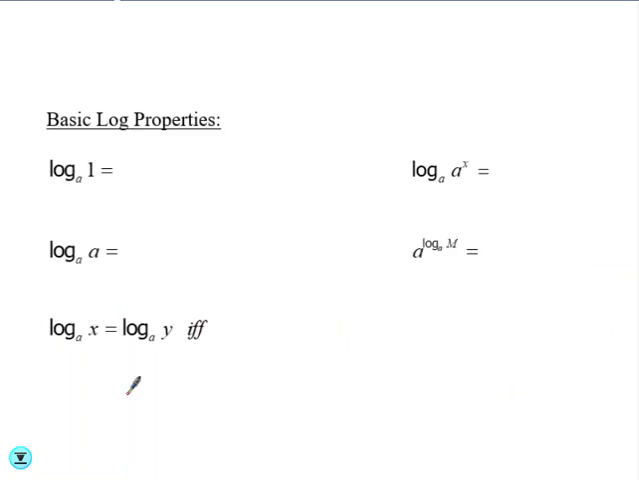Let's look at some of the basic properties of logarithms. Some of these might be familiar, some of them may not. The first one, log base a of 1 is always equal to 0. And this comes from the fact that if you rewrite this as an exponential, you would have a to the 0 equals 1, and anything to the 0 power will give you 1. Our next property is log base a of a equals 1. If we rewrite this in exponential form to make sure we understand where this comes from, we have a to the first power equals a.